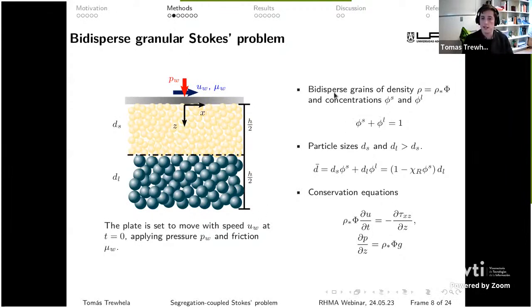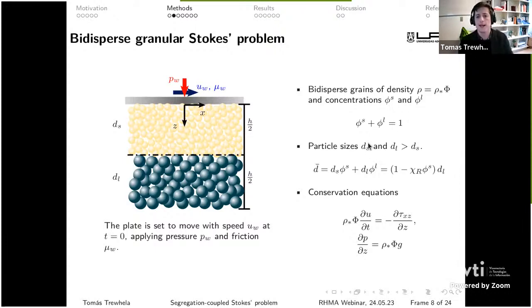Another important definition is that the bidispersed grains of density rho can be characterized by a constant intrinsic density, rho asterisk, times the solid volumetric concentration of the grains. And this concentration can be separated between small grains and large grains. So the concentration of small grains plus the concentration of large grains is equal to 1. That's a key definition, because if I speak about the concentration of smalls, I'm speaking about the reciprocal concentration of large particles.